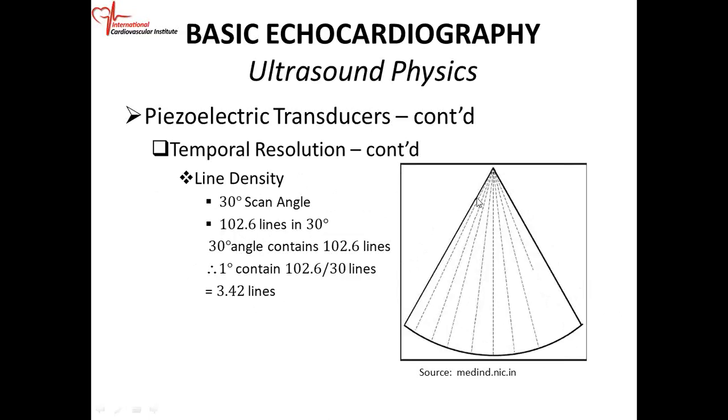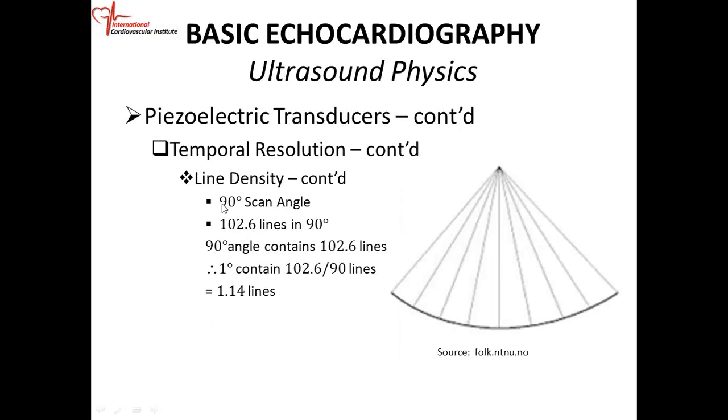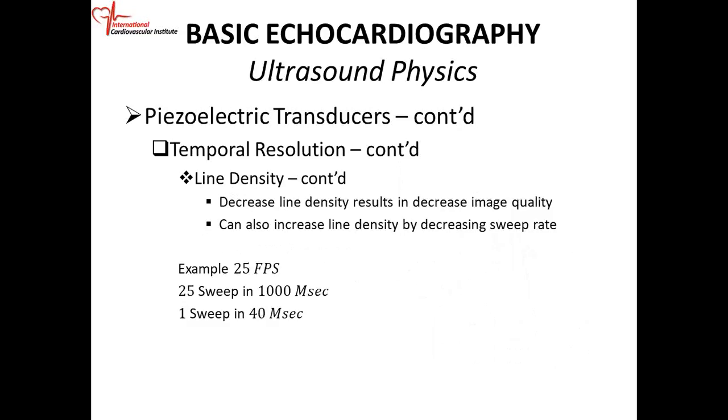All right, so if this is 30 degrees and you have 102.6 lines in this 30 degrees, each degree will contain 102.6 divided by 30, so it's 3.42. Whereas if it's 90 degrees, then each degree is 102.6 divided by 90, so it's about 1. So yeah, it's less dense. You can decrease temporal resolution by increasing the scan angle, and increase temporal resolution by decreasing the scan angle.